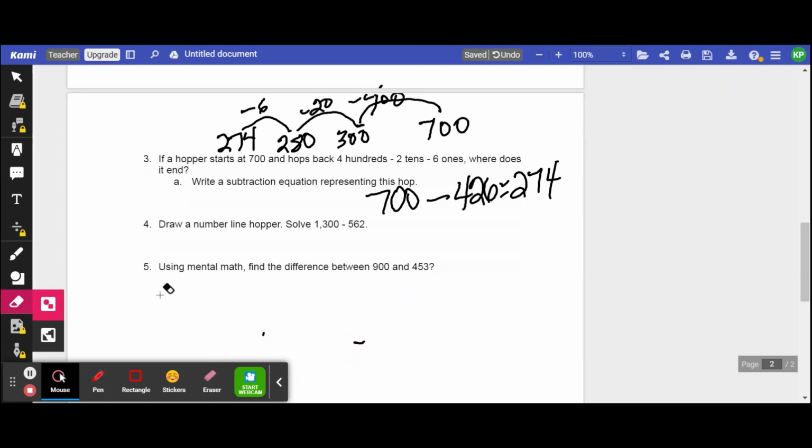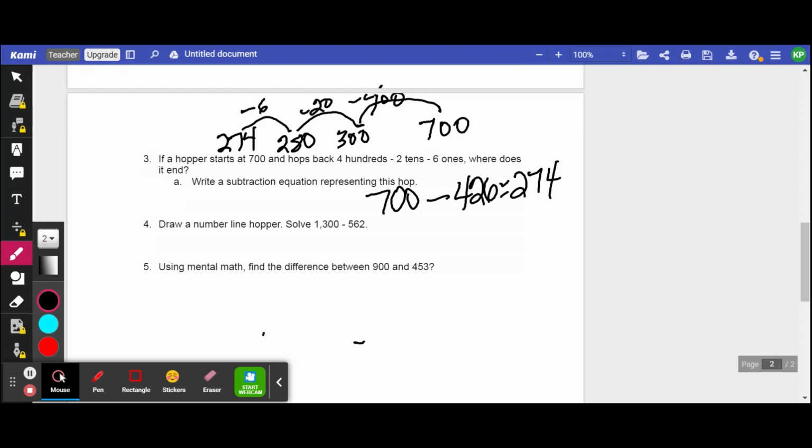Okay, there we go. Okay, so it says using mental math. So we're going to use our imagination and imagine a number line if you can. Okay, so we're going to have 900 and we want to take off 453. Okay, so first let's think about what would happen if we only thought about the hundreds place. So if we start with 900 and then we're going to take off 400 because that's the digit in the hundreds place in that number 453. So 9 minus 4 is 5. So that leaves us down to 500.